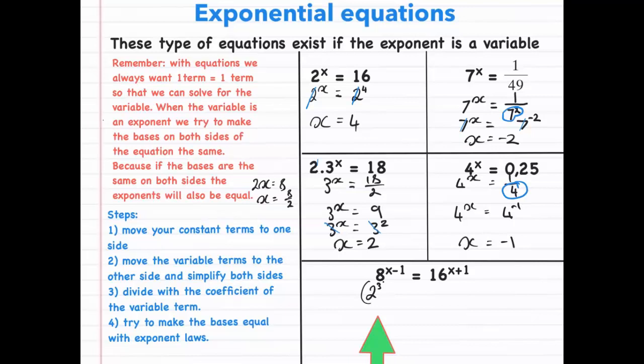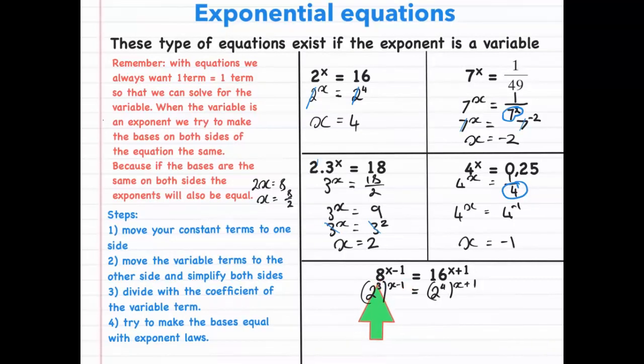Put it in brackets and leave the exponent. Do you remember we did this in exponent lessons? And then equals, this will be 2 to the power of 4. Keep it in brackets, x plus 1. I didn't change anything here. I just rewrote the 8 as 2 to the power of 3.